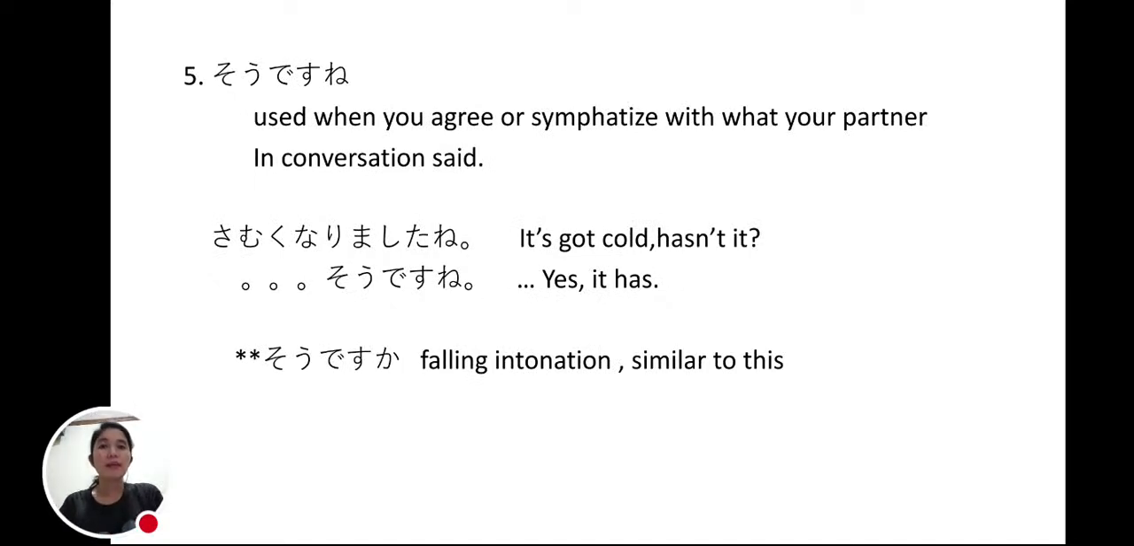Next is so desu ne. So desu ne is used when you agree or sympathize with your partner in conversation. For example, we have there, samu ku narimashita ne. It's got cold, hasn't it? And then you will say, so desu ne. Yes, it has.